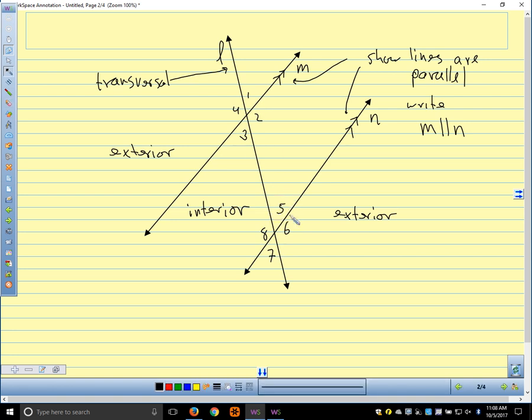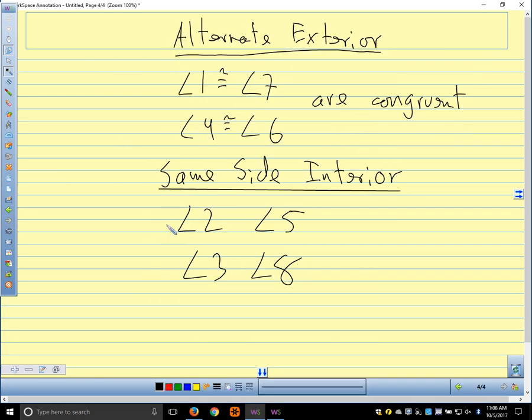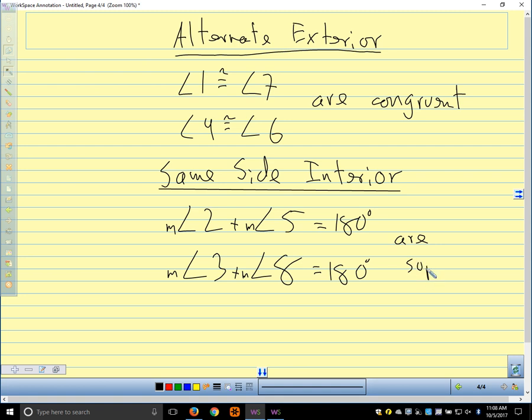And let's come up with a guess about how those are related. Well, angle 5 looks like it's acute, and angle 2 looks like it's obtuse. So these are not going to be congruent, I don't think. Any guesses? Supplementary. That's a good guess with an acute and obtuse angle. Those two pairs are going to be supplementary. So the measure of angle 2 plus the measure of angle 5 is 180. The measure of angle 3 plus the measure of angle 8 is 180. So same side interior angles are supplementary.